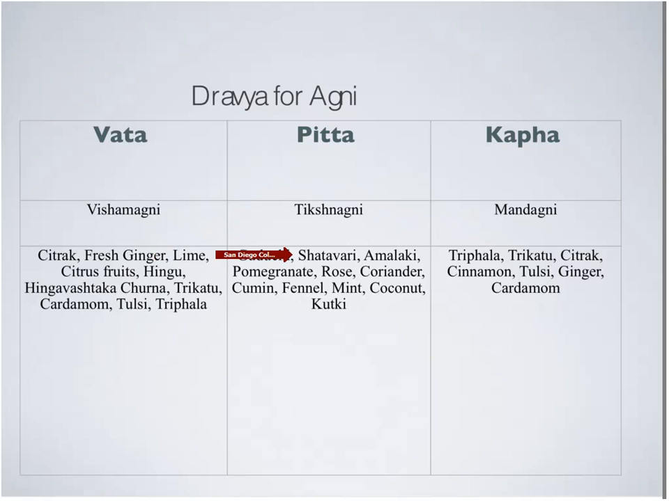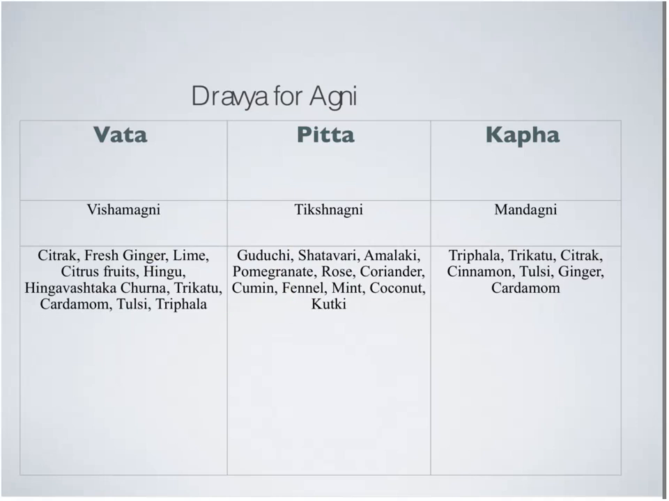You give them Shatavari, which increases their Rasadhatu. You give them Amalaki to reduce all of that heat from their body and the GI tract. You give them pomegranate juice, pomegranate seeds, rose water, rose jam, and coriander, cumin, fennel seed tea, and also coriander, cumin, fennel in their food. You can give them cooling mint, coconut, and something called kutki.